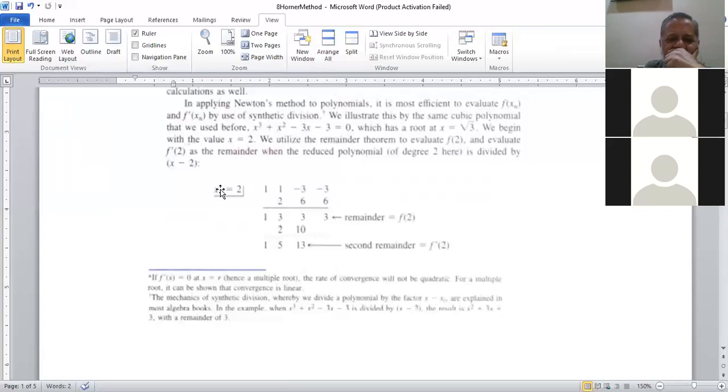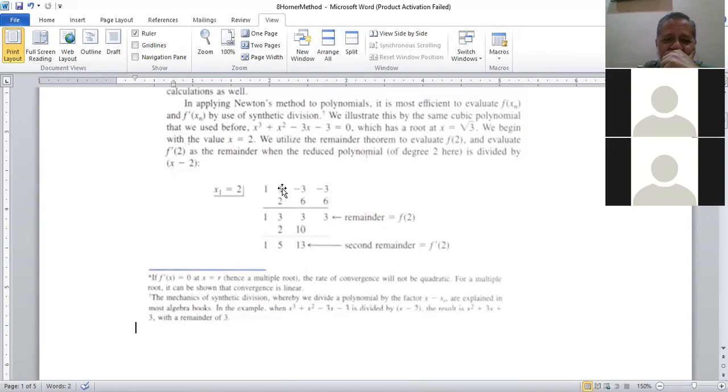अगर मैं ये अज्यूम कर लूं कि x is equal to 2 is an initial approximation of the root, तो इसका मतलब है x minus 2 से अगर मैं इस इक्वेशन को डिवाइड करूंगा तो थर्ड डिग्री के बजाय सेकंड डिग्री रह जाएगा और कुछ रिमाइंडर आएगा. तो डिवाइड करने के लिए हम सिंथेटिक डिवीजन इस्तेमाल कर रहे हैं.